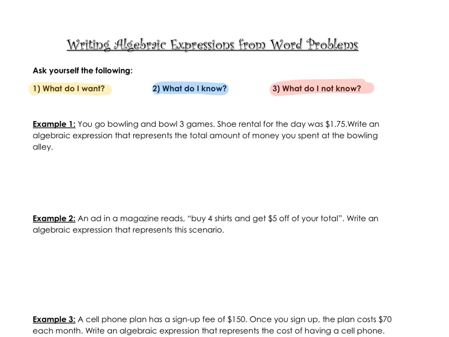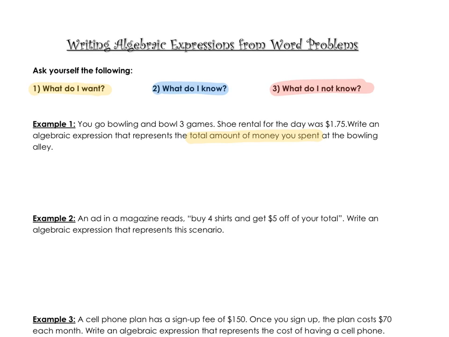So let's take a look here at example 1. It says you go bowling and bowl 3 games. Shoe rental for the day was $1.75. Write an algebraic expression that represents the total amount of money you spent at the bowling alley, okay? So, step number 1, what do you want? You do want the algebraic expression, but what is the question that you are asking yourself? You are exactly correct. The total amount of money that you spent. That is what you want to know, okay?